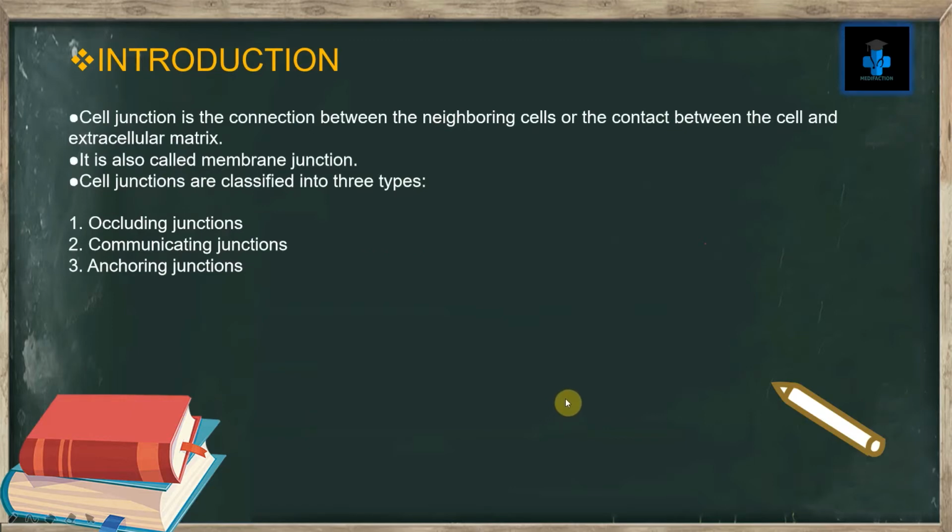Introduction. Cell junction is the connection between the neighboring cells or the contact between the cell and the extracellular matrix. It is also called membrane junction. Cell junctions are classified into three types. Number 1, occluding junctions. Number 2, communicating junctions. Number 3, anchoring junctions.